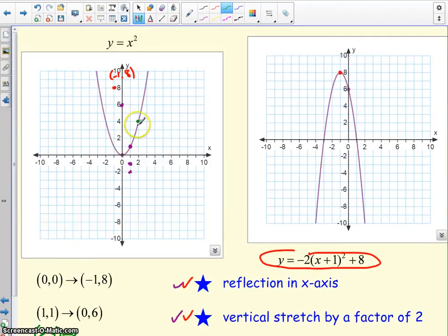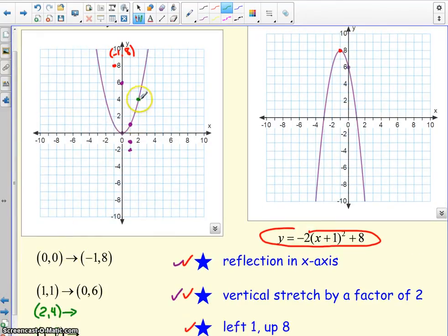Okay, so I'll go through this quickly. First thing you do is take this point and reflect it across the x-axis. So it goes from 4 above the x-axis to 4 below. It's going to be down here. Okay, a vertical stretch by a factor of 2 doubles the y value. My y value goes from -4 down to -8. And now it goes left 1, up 8, and I wind up at the point (1, 0), which again is a point that is on the parabola.